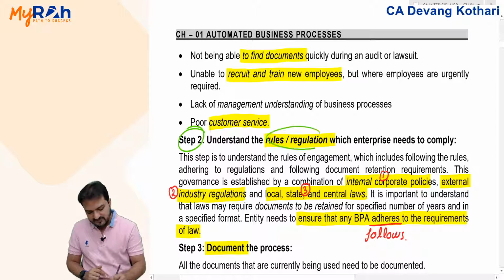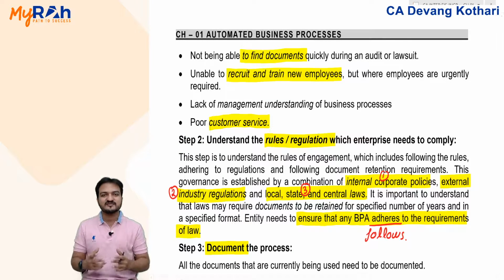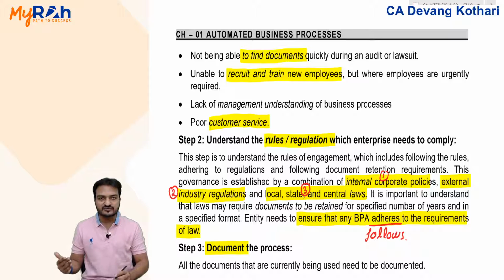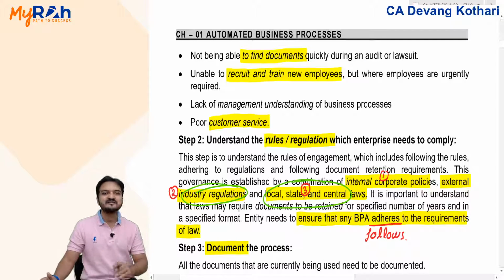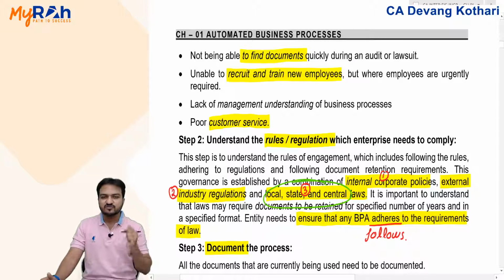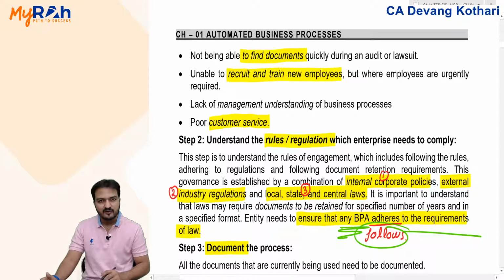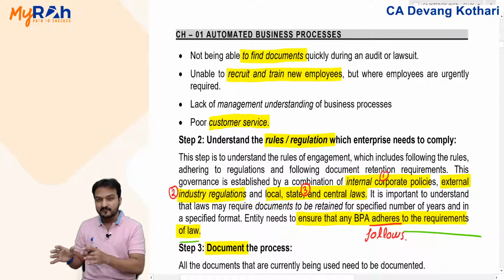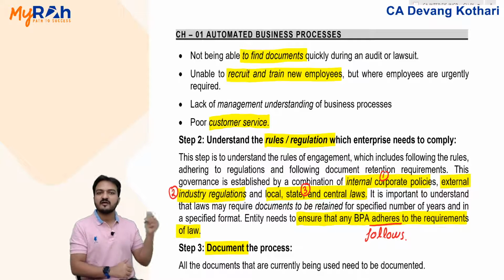Step 2, rules and regulations. Now if you are doing this automation for your business purpose, businesses might have to follow many different rules and regulations. Any business entity might be having internal company policies, industry regulations, or local, state and central government laws. Your business has to follow these rules and regulations. So you need to ensure that your BPA also follows these rules and regulations. So in order to make the automation follow the rules and regulations, first you need to study those rules and regulations.